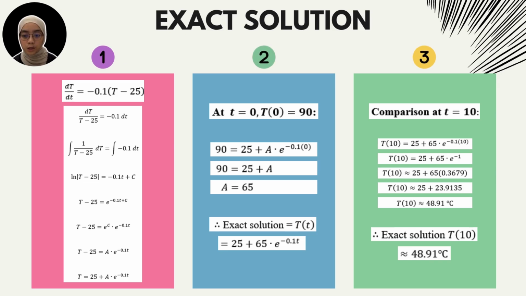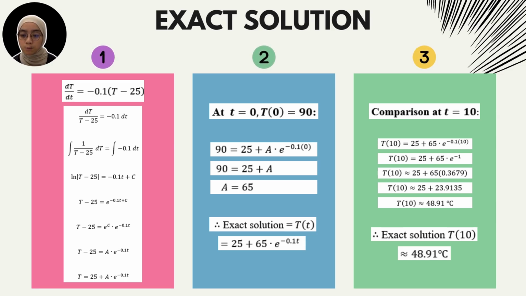To determine the value of A, we use the initial condition, which is T(0) = 90. Substituting t = 0 into the equation, we get 90 = 25 + A times e^0. Since e^0 equals 1, this simplifies to A = 90 - 25, and A = 65. Substituting A back into the general solution, we obtain the specific formula T(t) = 25 + 65 times e^(-0.1t).